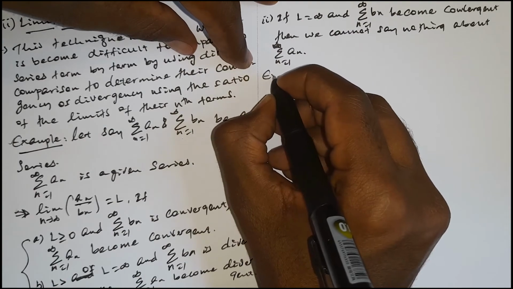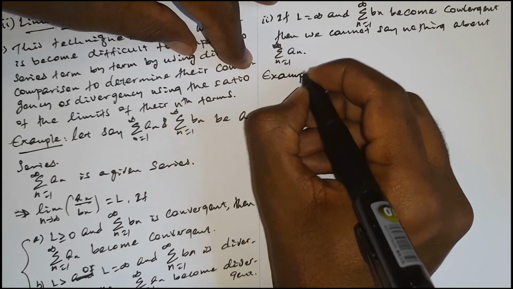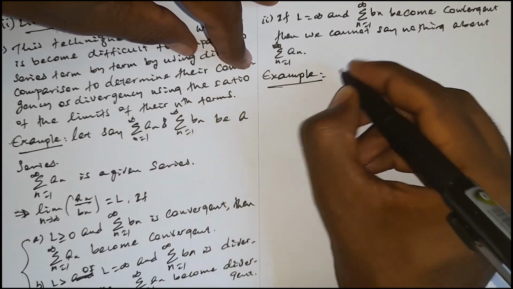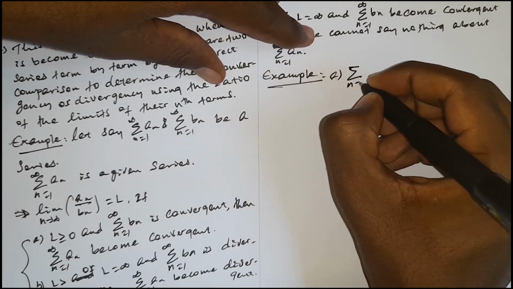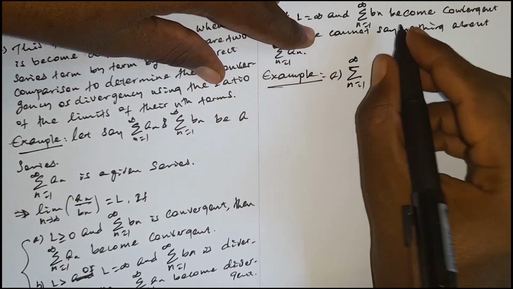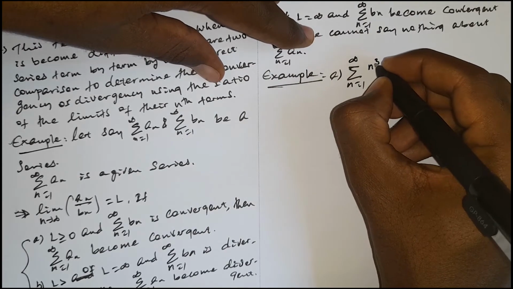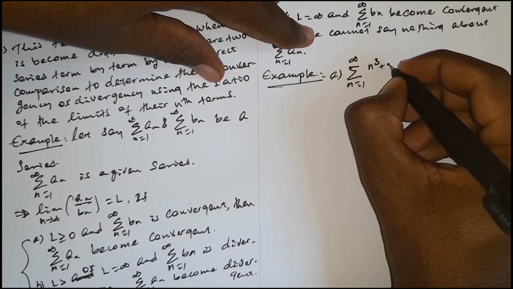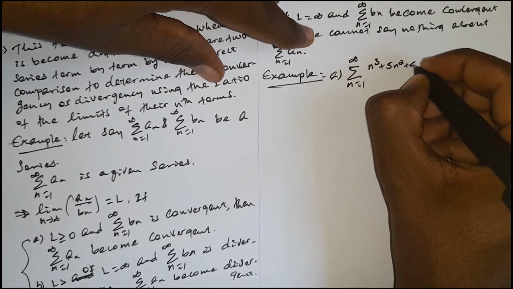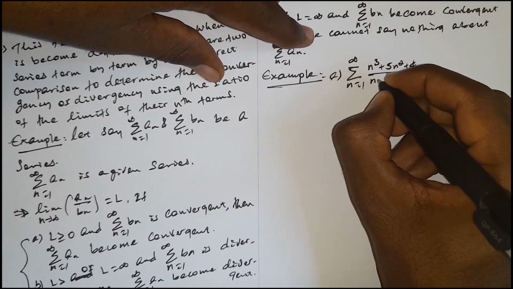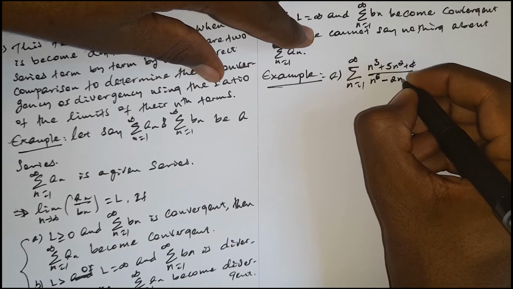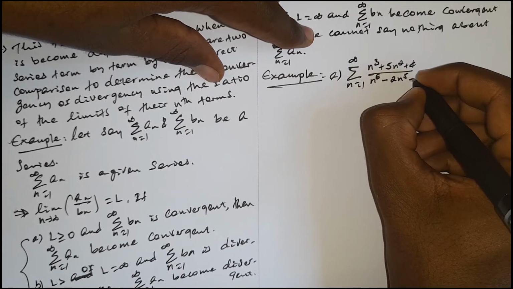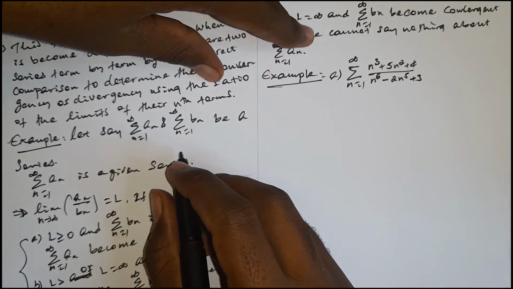Let's say, example: the summation from n equals 1 to infinity of n cubed plus 5n squared plus 4 over n to the power of 6 minus 2n to the power of 5 plus 3.